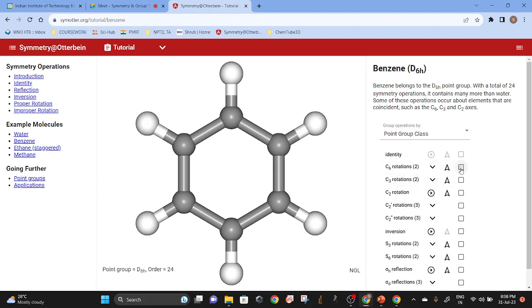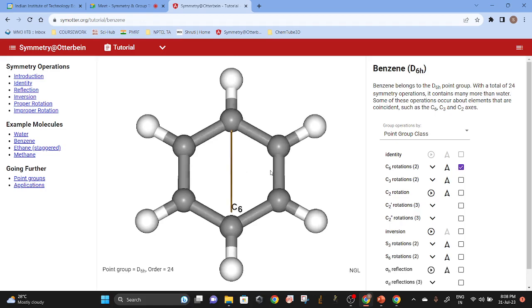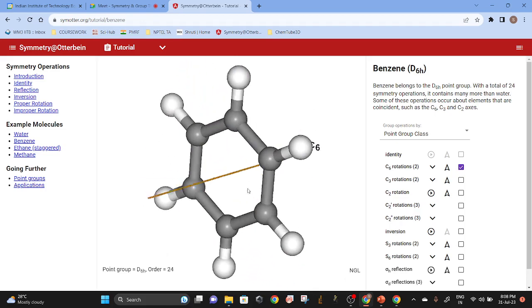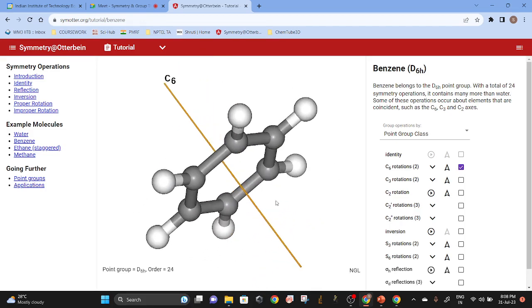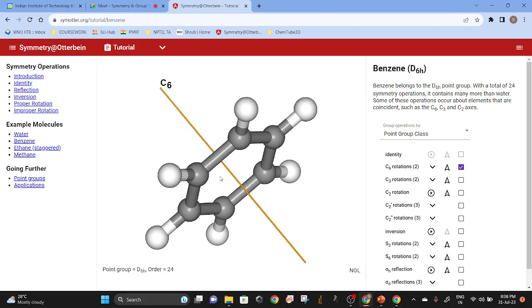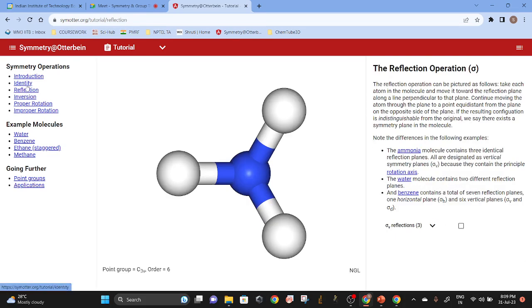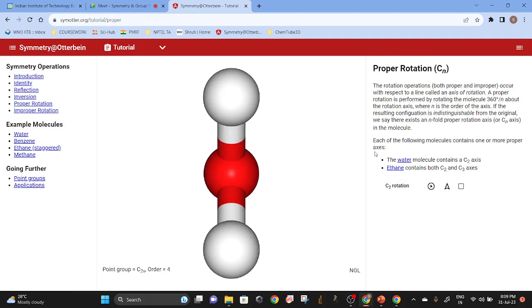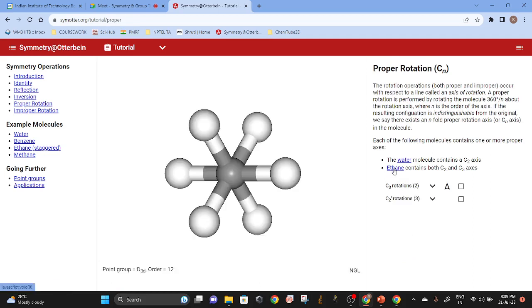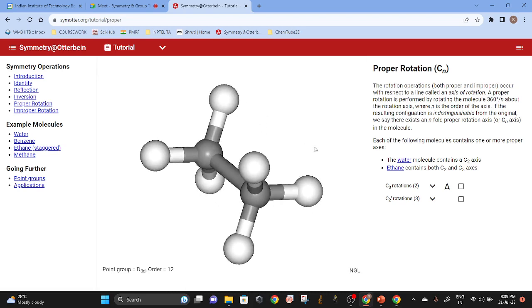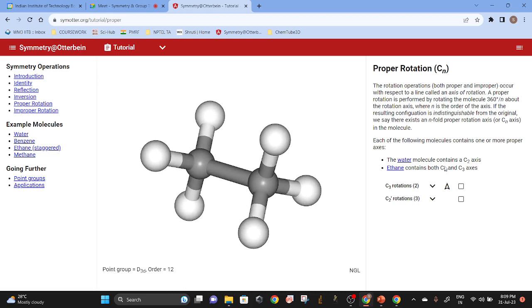For example, for benzene, the C6 is here in the space. It is not going through any atom, right? So this is true for the axis also, and the inversion point also. Now coming to one more, ethane. The staggered ethane has both C2 and C3. Let's see which one will be the principal axis here.